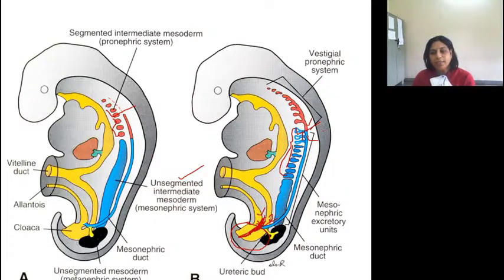Where are these mesonephric ducts formed? These are formed in the thoracic and the lumbar region. In the thoracic and lumbar regions we see the mesonephric ridge, and this mesonephric ridge consists of the mesonephros and the mesonephric tubules, and these mesonephric tubules will be draining into the mesonephric duct. This mesonephric duct is also called the Wolffian duct.